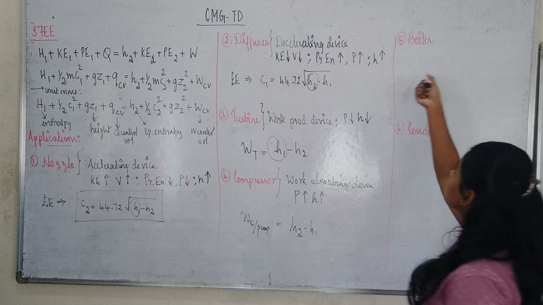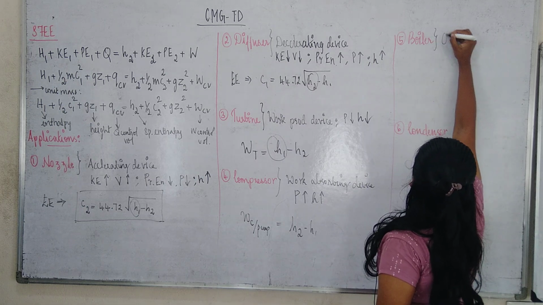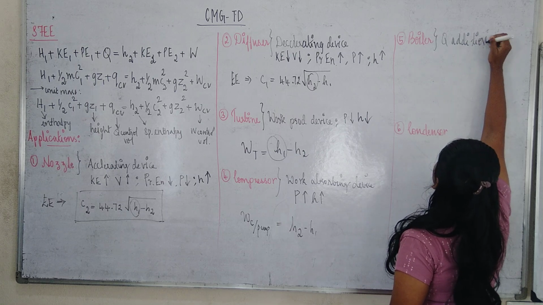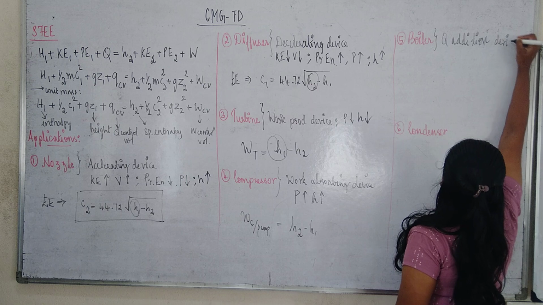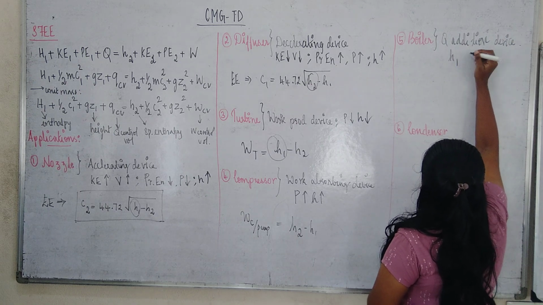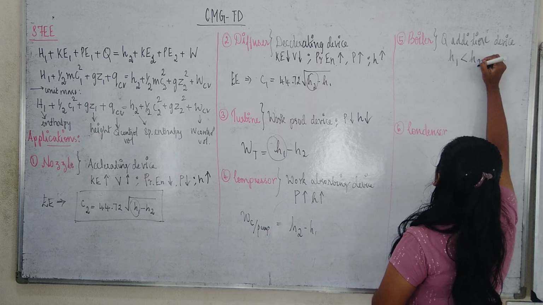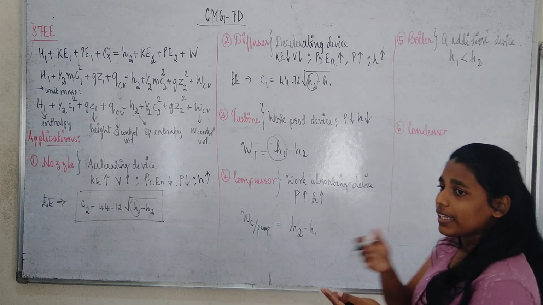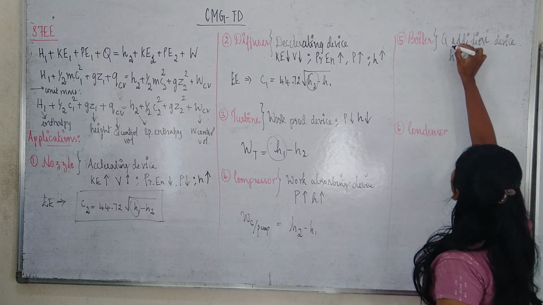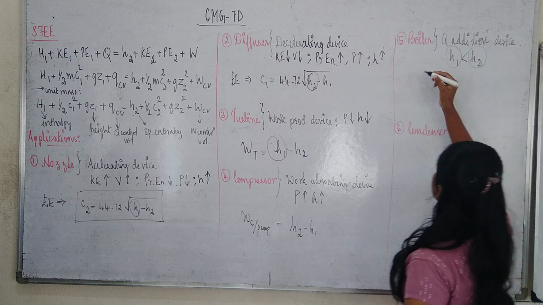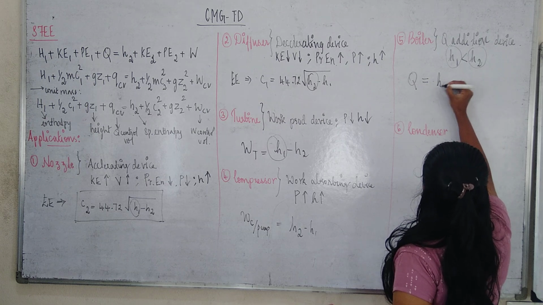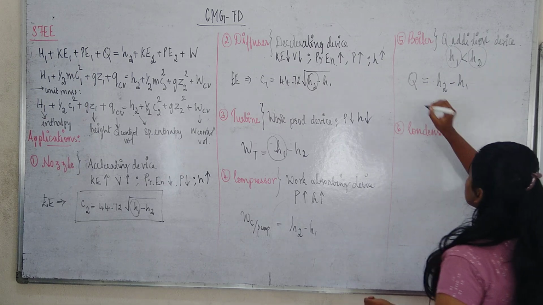Now we will come to the boiler. The boiler is a heat addition device. Since it is a heat addition device, H1 will always be less than H2, because when we add heat, the initial temperature will always be less than the final temperature. So enthalpy also in the same way, H1 will always be less than H2. So Q will be equal to H2 minus H1. This is all about the boiler.